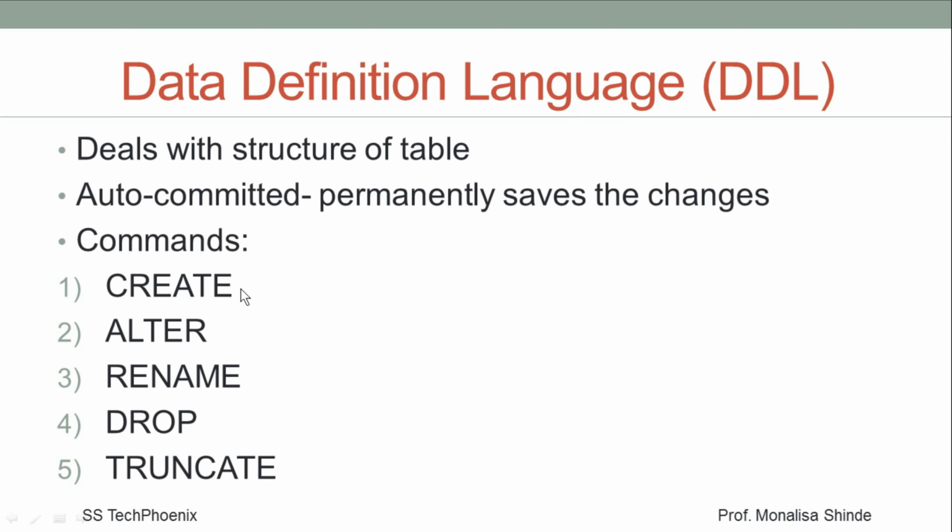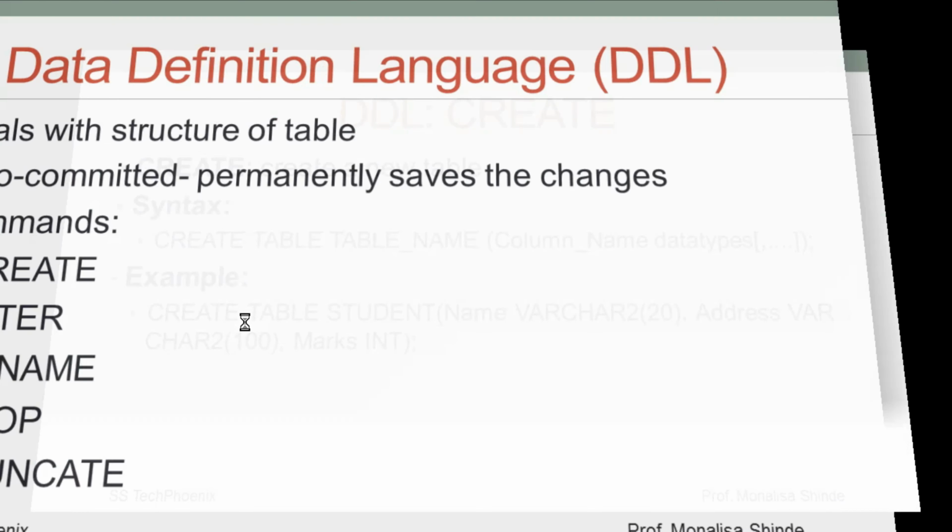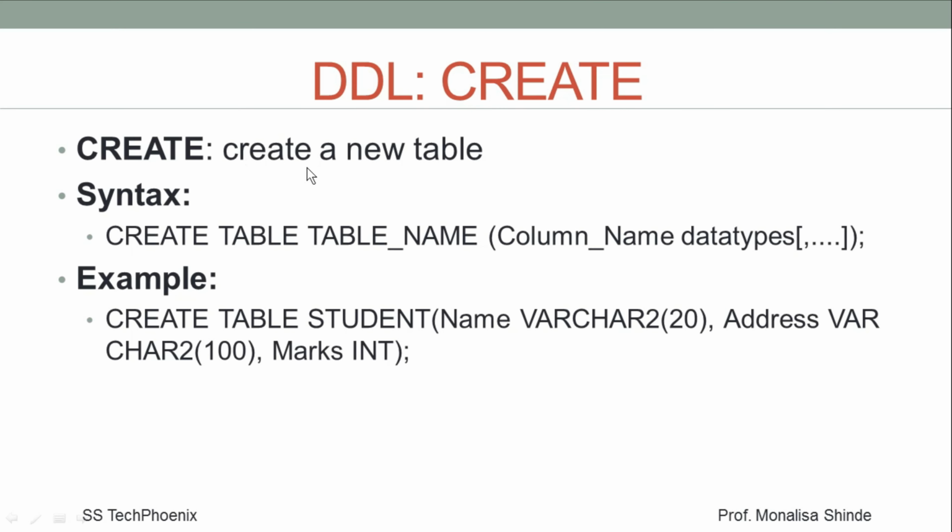So we are going to study the first command, the create command. Create command is used to create a new table in the database. Syntax is create table, table name, means whatever name we want to give that table will come here, and column name, its data type. We can list out the number of columns, means if we want 4 columns, then all those 4 columns will come side by side with their data types.